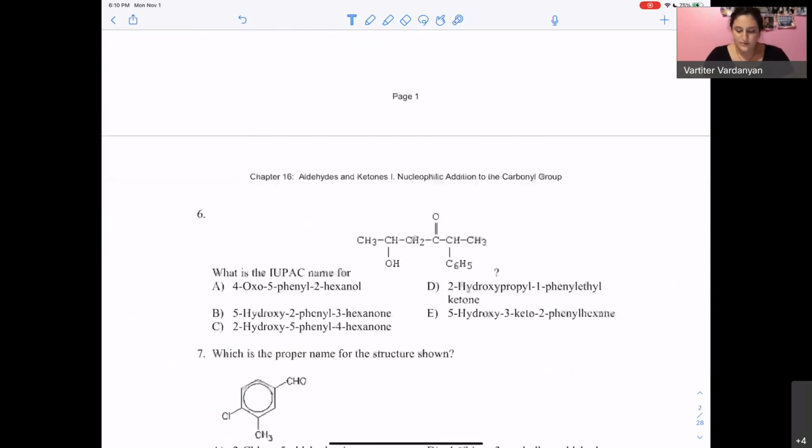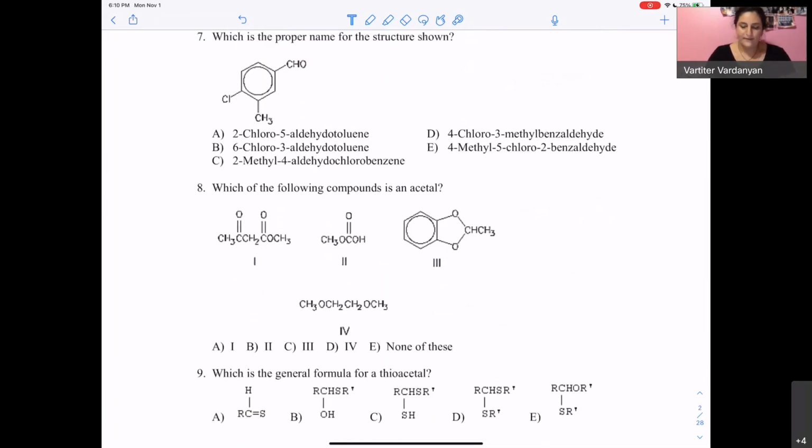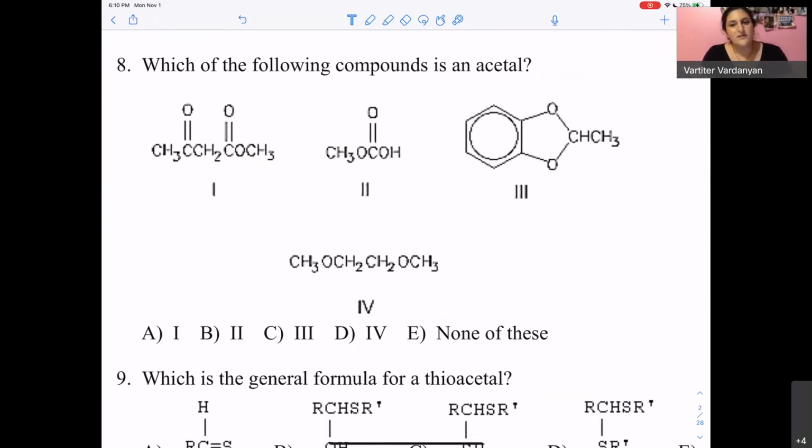So let's do this one. Which of the following is an acetal? Does anyone know what the general structure of an acetal is? If you have no idea, you could just let me know and we can build up.